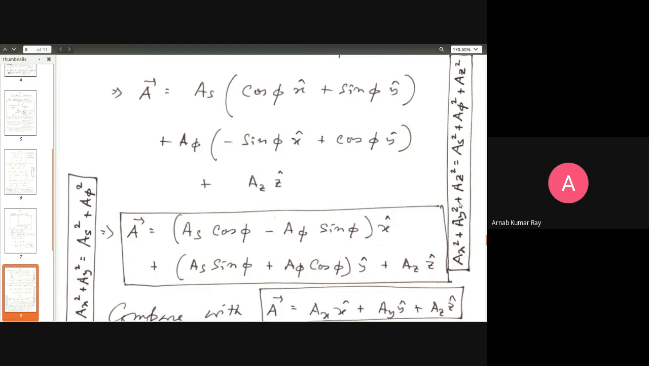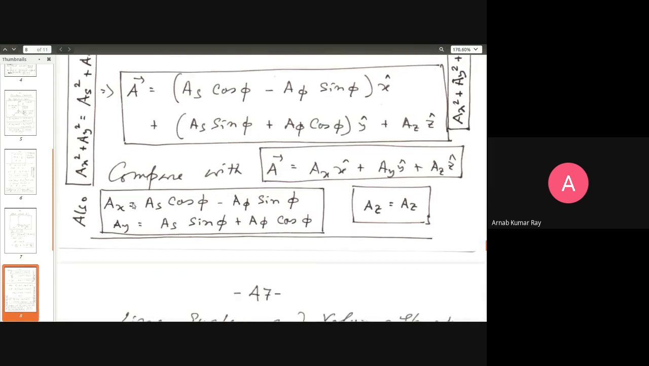Ax squared plus ay squared plus az squared is equal to as squared plus a phi squared plus az squared. So my advice is that you square these two equations, you also square this equation, and you add all three squared equations together. That is, ax squared, ay squared, and az squared on the left-hand side will give you as squared plus a phi squared plus az squared, which is not very difficult to see.